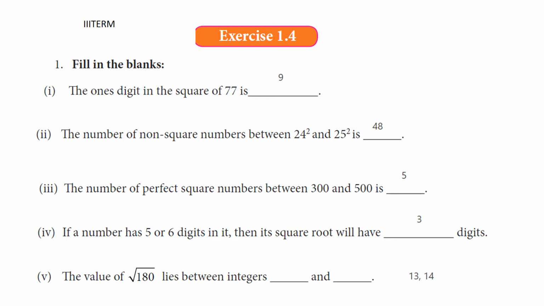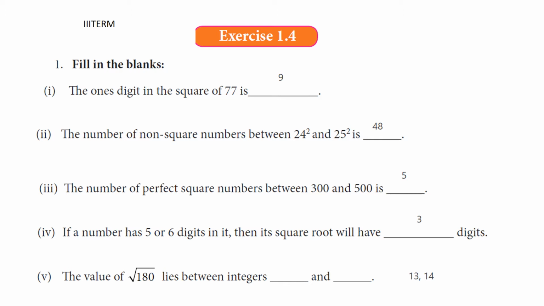Next. The number of non-square numbers between 24 squared and 25 squared. So we have to write it. 24 squared is 576, 25 squared is 625. You subtract, you get 49. Exclude the last number, that is 625, so 49 minus 1 is 48. Understood? Next, the number of perfect square numbers between 300 and 500.